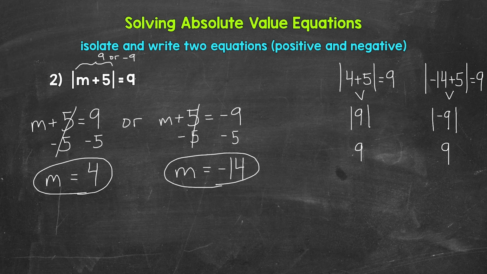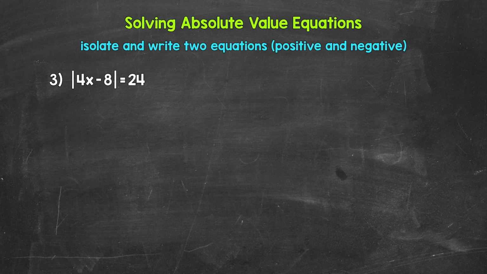Lastly, let's move on to number 3. For number 3, we have the absolute value of 4x minus 8 equals 24. Our absolute value is isolated, so now we need to write our two equations. So again, we have the absolute value of 4x minus 8 equals 24. That tells us that 4x minus 8 needs to equal 24 or -24. So let's write these equations here.